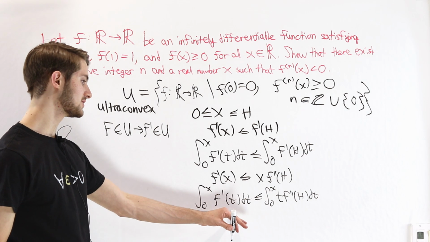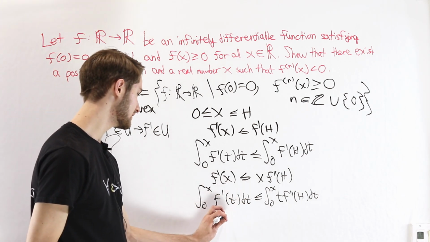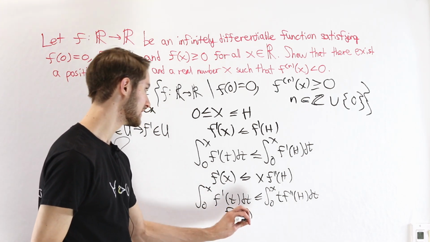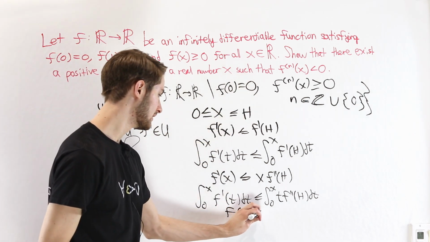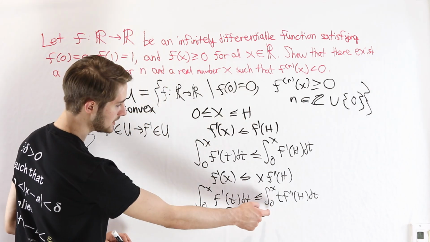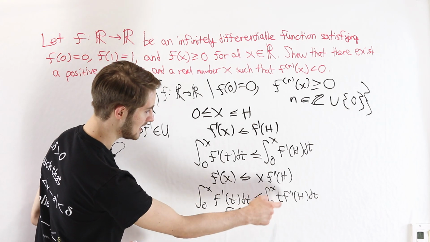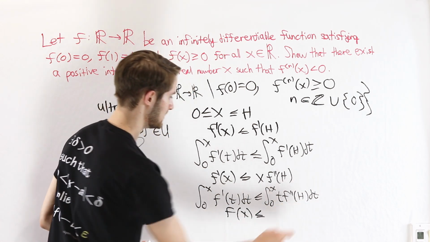On the left, we again just have an ordinary integral of a derivative, so we will get f of x minus f of 0, which is 0. Less than or equal to, over here now we have the integral from 0 to x of t dt.